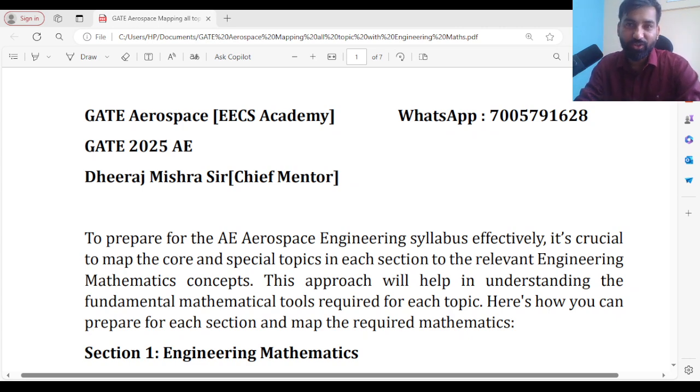And this session is going to be on the mapping. One of the important mappings for all the core subjects, section wise as well as topic wise and special topic wise. I'm just going to map all the topics which are given in the aerospace engineering syllabus.